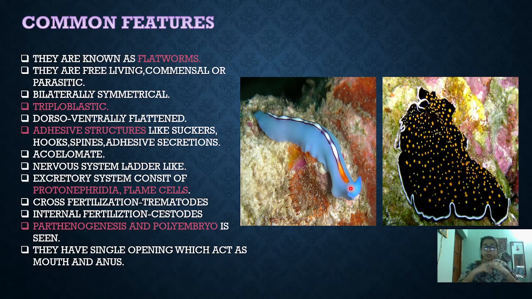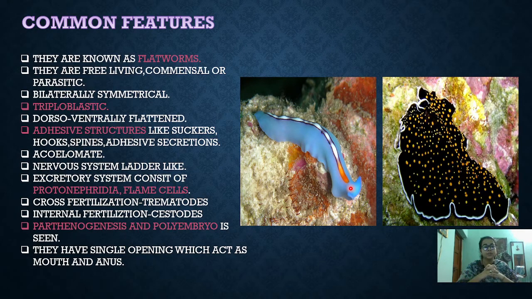Certain fluids, digestive enzymes and chemicals are present in our body. If they do not have certain structures which help them attach to our body, then they will easily be passed out through our excretory system. For that, they have certain modified structures, which are known as adhesive structures.